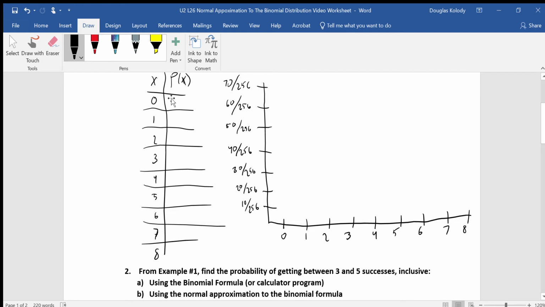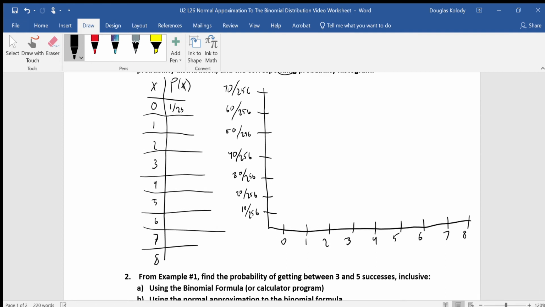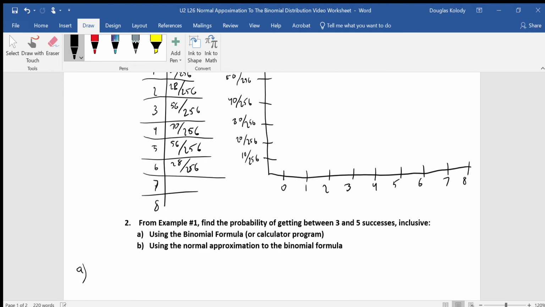So starting right here, probability of 0 successes would be 1 over 256, and then 8 over 256, and then 28 over 256. Again, I'm getting these from row 8 of Pascal's triangle, 56 over 256, and then 70 over 256, and then symmetrically back down, 56 over 256, 28 over 256, 8 over 256, and 1 over 256.